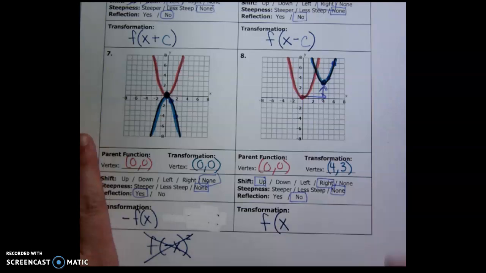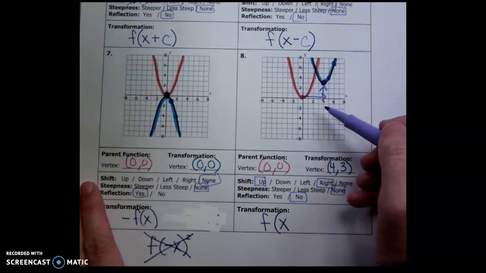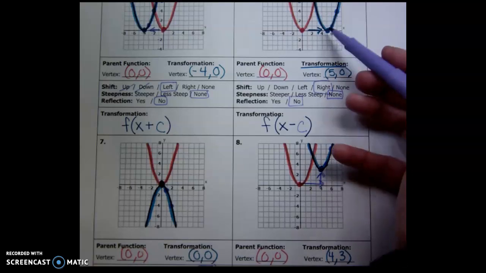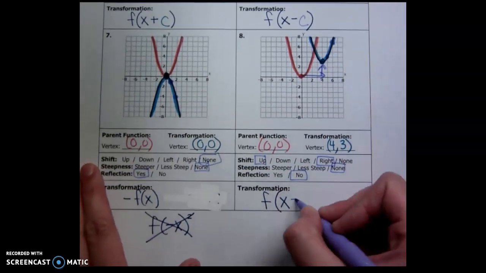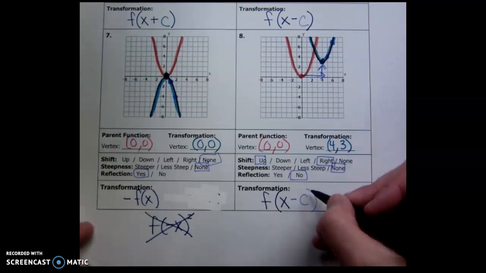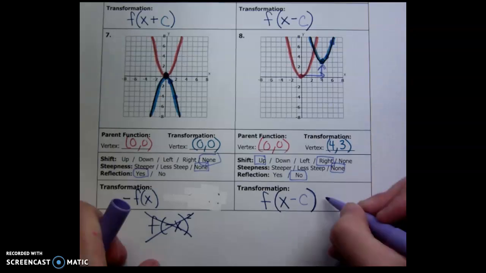F of X, and then we have to put our C value. Now, it's going right. So look back in your notes. Is that going to be plus C or minus C? This is going right, and we put a minus. So f of x minus C. And it also goes up. So it's going to be plus D.